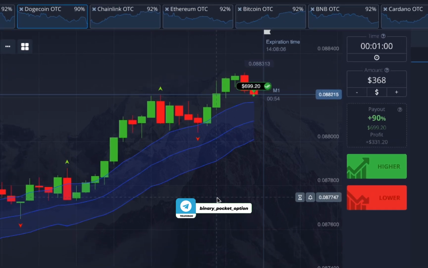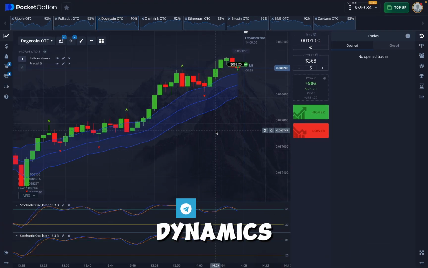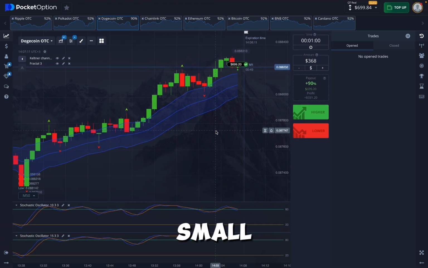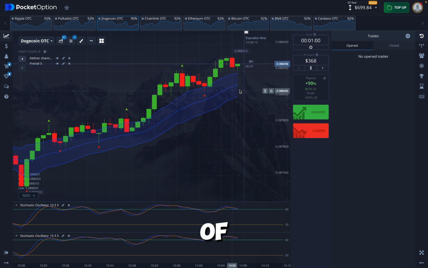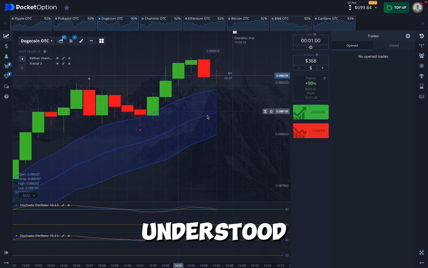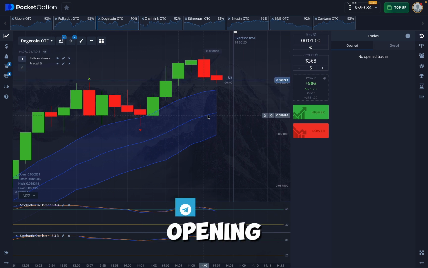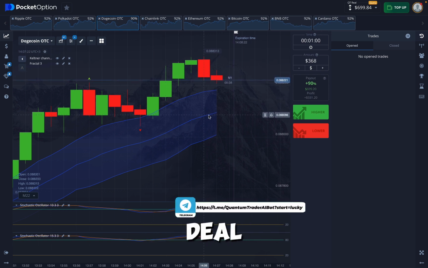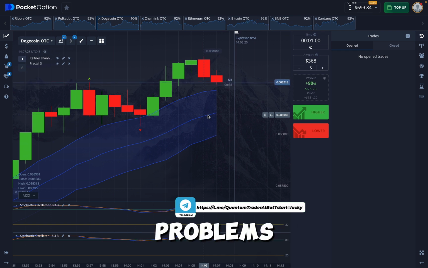And the deal also closes at a plus. Great, the dynamics rolled back, although it was small, but in general, for this volatility of movement, even a small pullback was enough for me, and I understood that it had to happen, so the opening was against the trend, and the deal was closed at a plus without any problems.